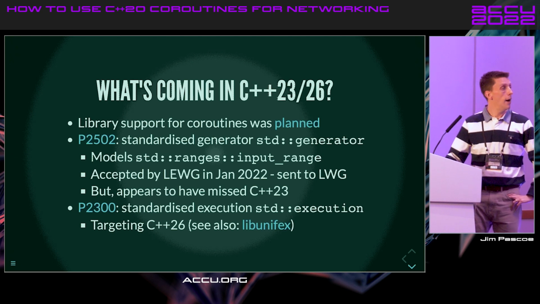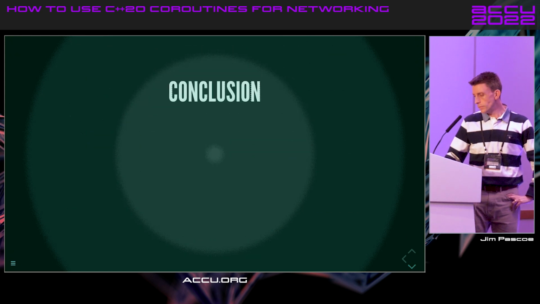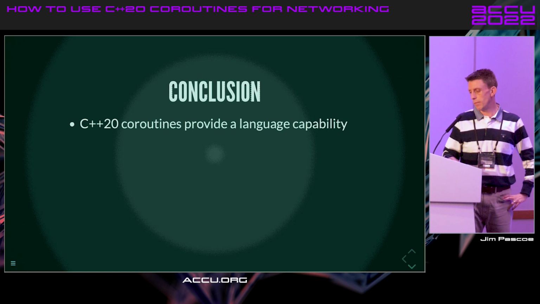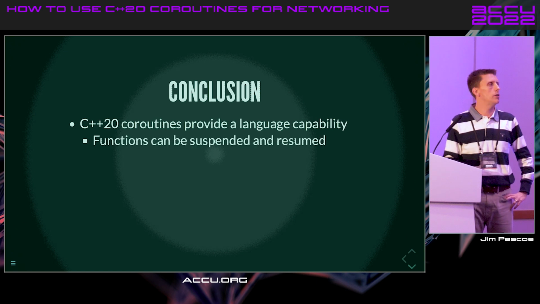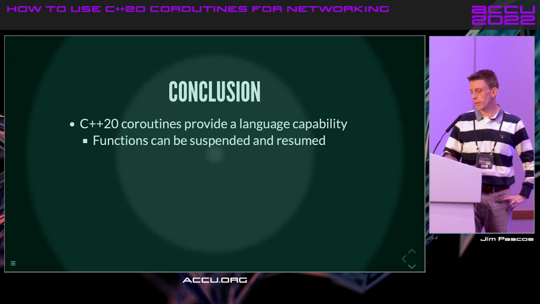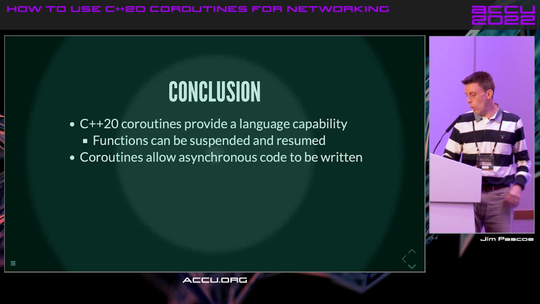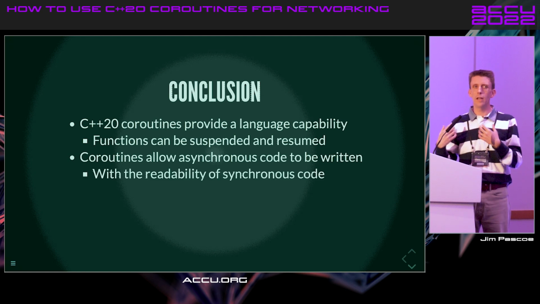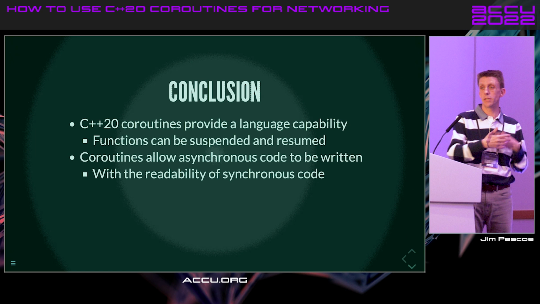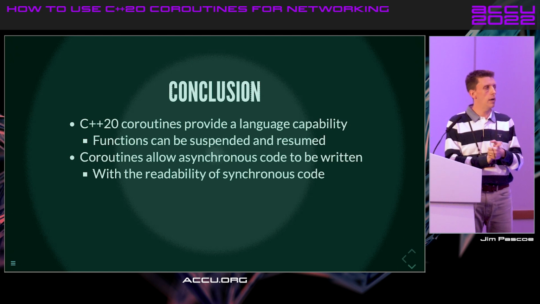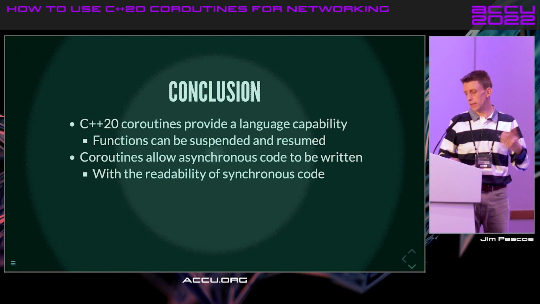Okay, conclusion. What we've got in C++20, coroutines provide a language capability. You can suspend and resume functions. It's a very cool piece of machinery. They allow you to write asynchronous code in a way that's highly readable. And for me, I find it much easier to debug coroutines. As I say, we spend most of our time reading this code, so it's a really good thing.